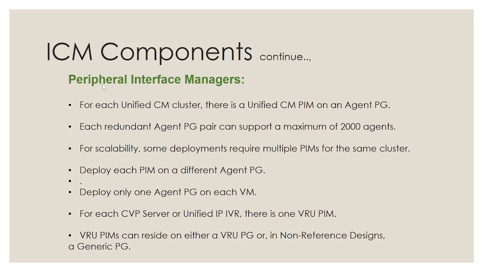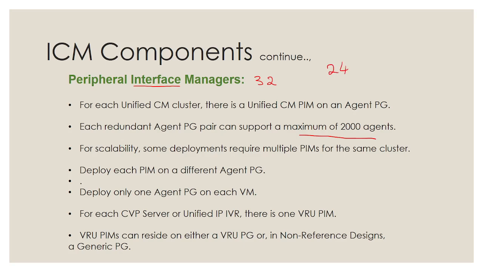So PIMs, by now you have understood, is a software interface. It is used to connect to the peripherals. Each PG can have 32 PIMs. Each redundant pair of PG can support up to a maximum of 2000 agents. It depends on the deployment. In UCCE, we can deploy up to 24,000 agents in a single UCCE instance.